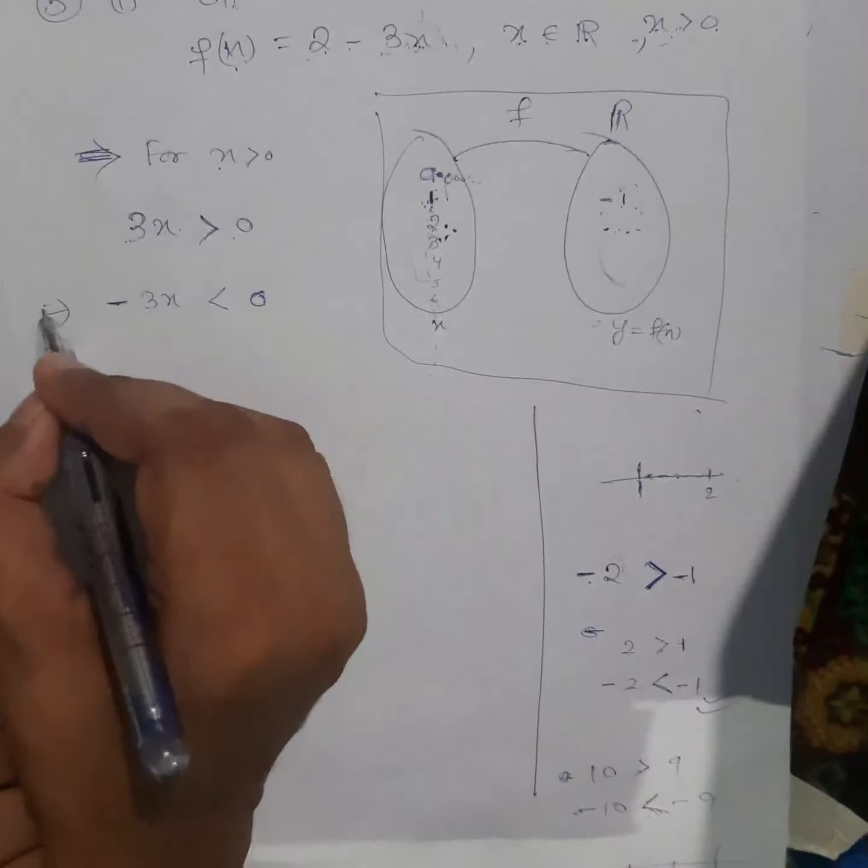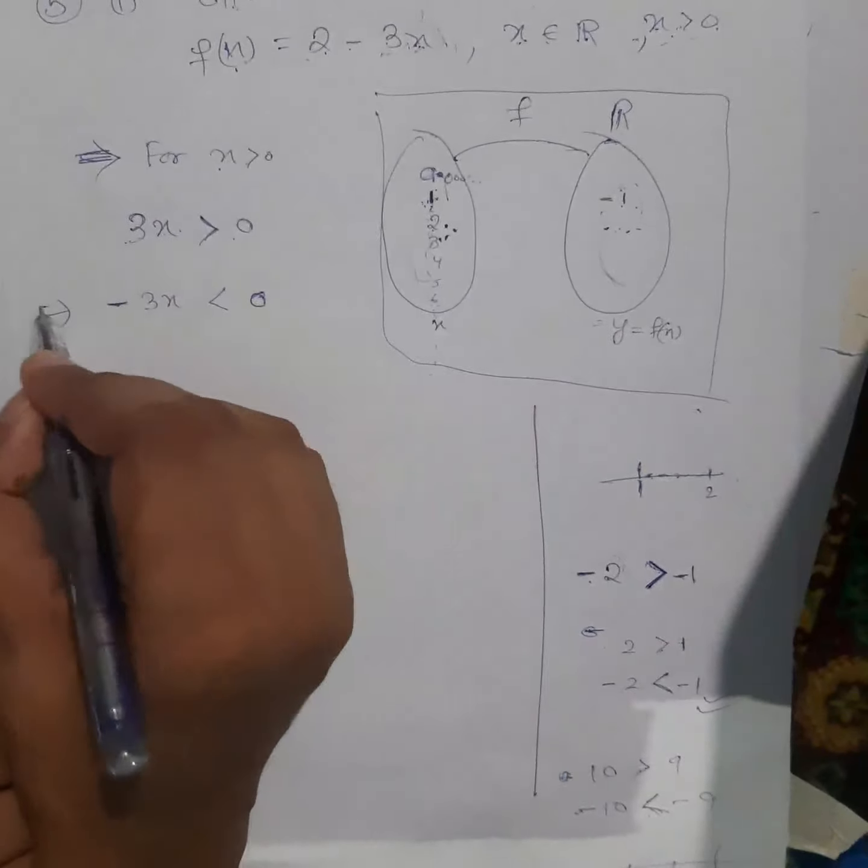Which implies this one. Next, what I need, then 2 minus 3x will be what? Will be less than 0. Why?